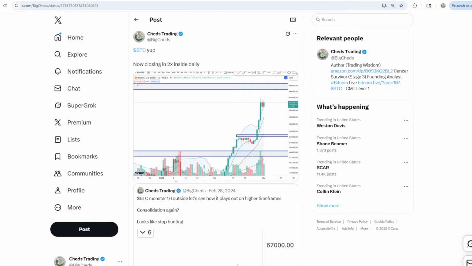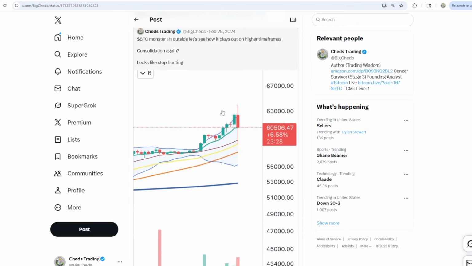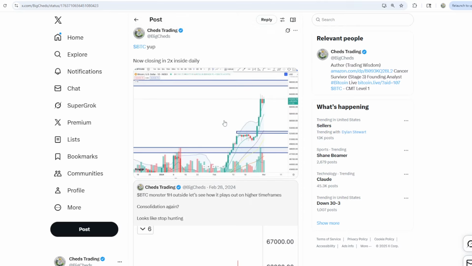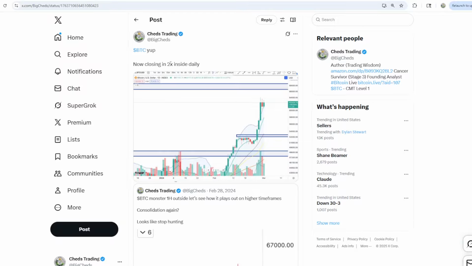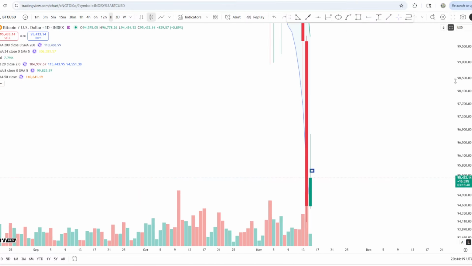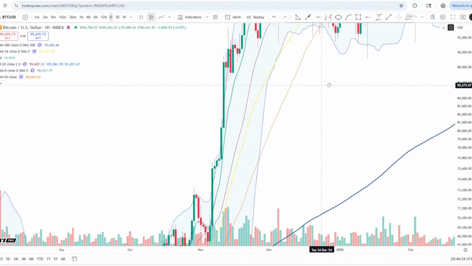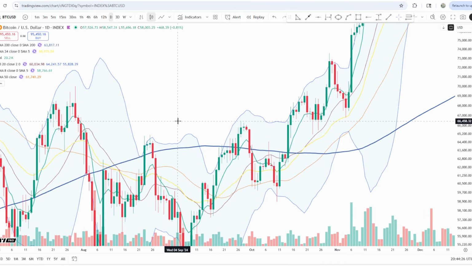So let's look at an example we have here for Bitcoin. This is back in March of 2024. We see Bitcoin closing in on a double inside bar on the daily chart back in March of 2024. Let's go ahead and take a look at what that is and how that played out. We'll go back to March of 2024 and we'll find that double inside bar. There are many examples of this, in fact.